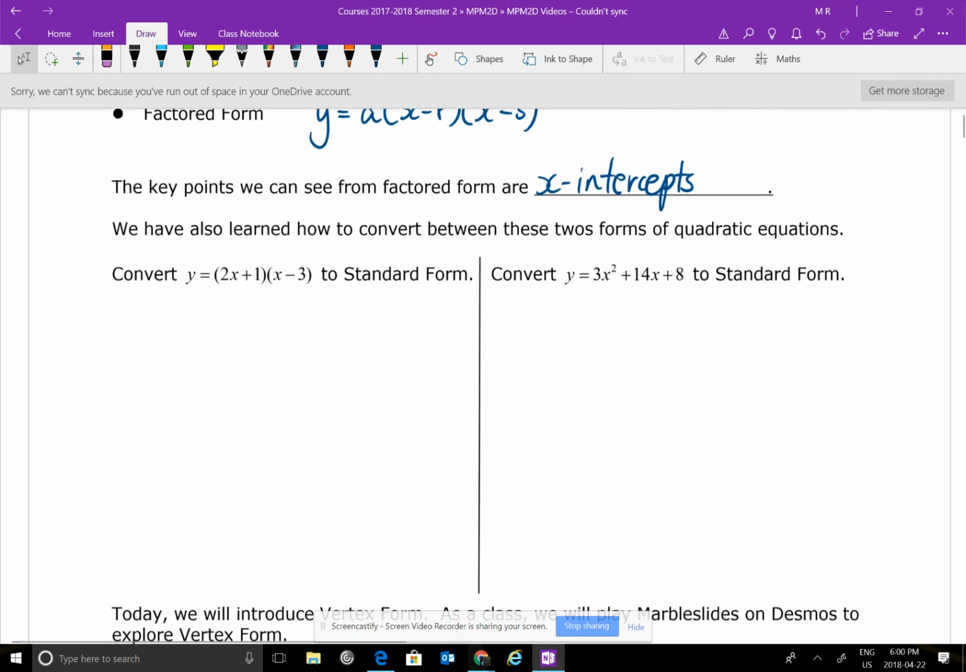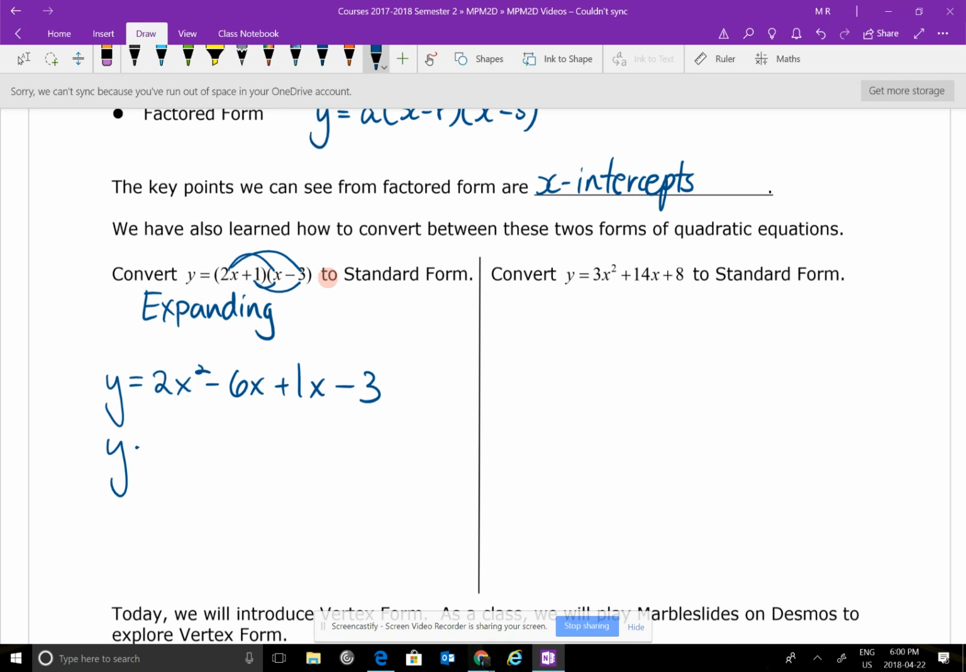To convert from factored form to standard form is through a process called expanding. So if we expanded y equals (2x plus 1) times (x minus 3), you'd use the distributive property. Distributing, y equals 2x squared, then 2x times minus 3 is minus 6x, plus 1x, and 1 times minus 3 is minus 3. Then you collect like terms: y equals 2x squared, and the two middle terms are like terms, so minus 6x plus 1x is minus 5x, and then minus 3. And there's your standard form.